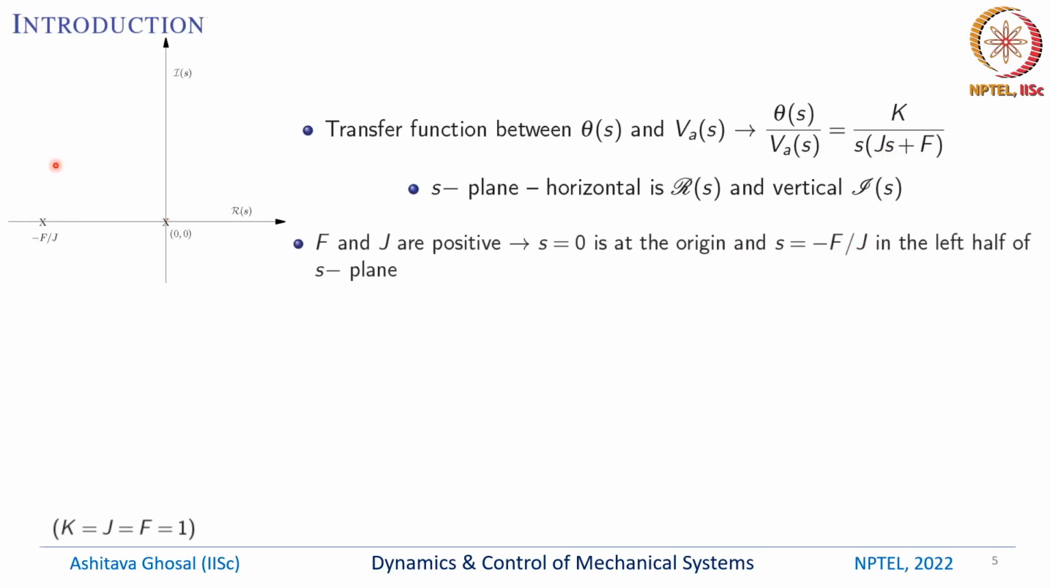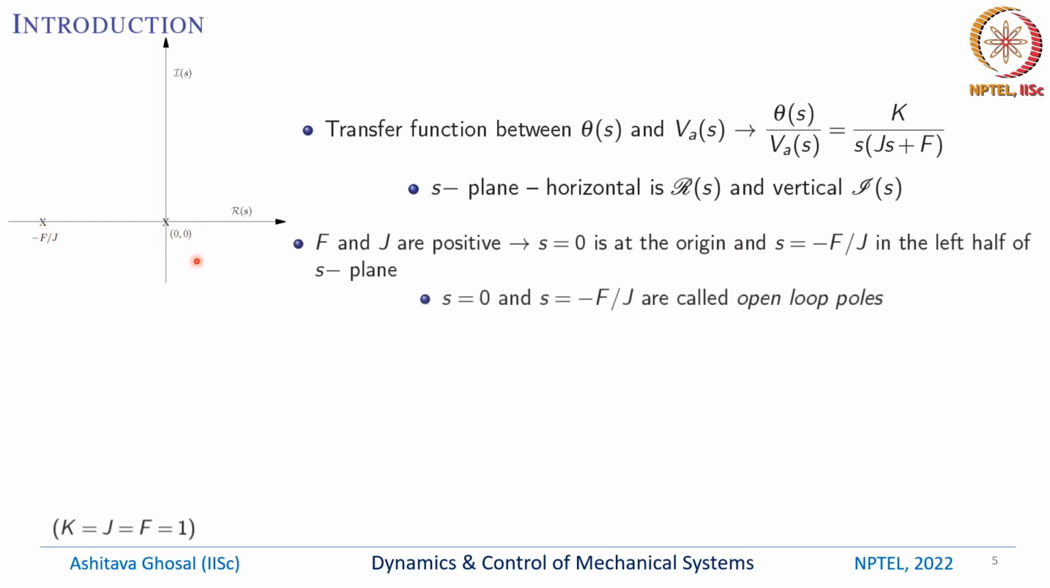This is shown in this figure. So the vertical axis is the imaginary axis in the s-plane. The horizontal axis is the real axis. So one root is at 0, 0, and the other root is at minus f by j on the real axis to the left of this imaginary axis.